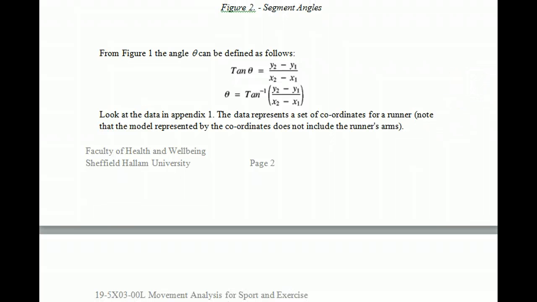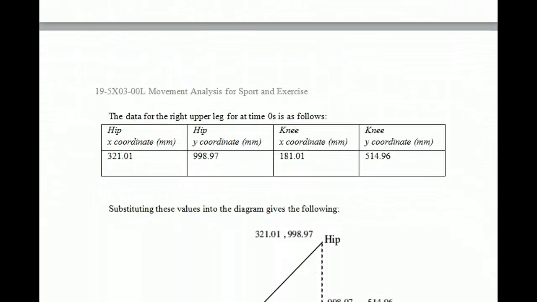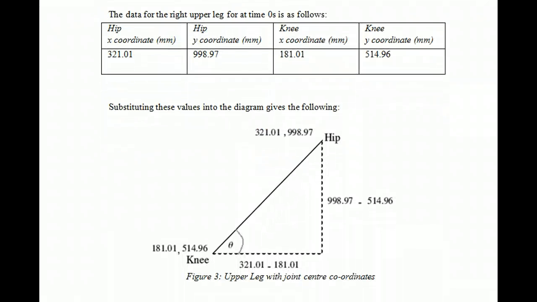Okay, so if we look at a real world example, here we have some data for a segment. We can see that the hip has an x and y coordinate as indicated in the table here, and the knee has an x and y coordinate as indicated in the table here. The diagram shows those coordinates and also shows the difference values that would be obtained for the vertical side of the right angle triangle and the horizontal side of the right angle triangle.